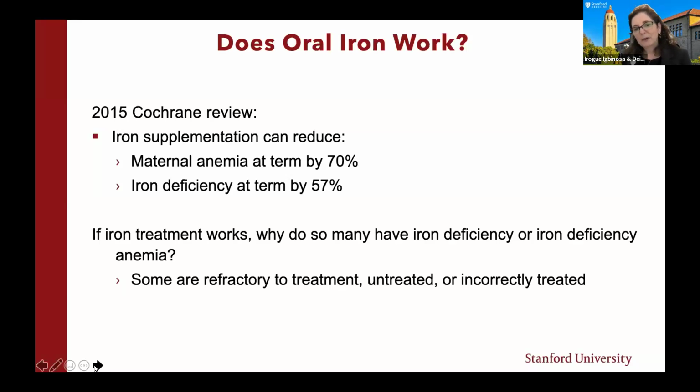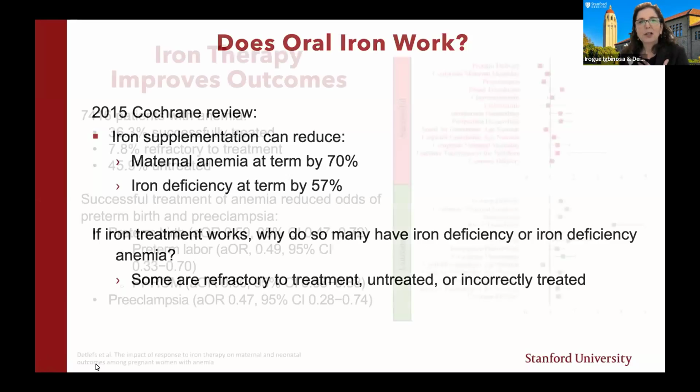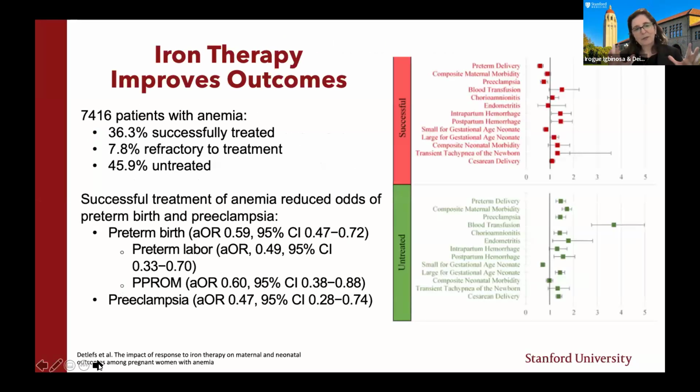Yet if iron treatment works, I think it's important to ask why so many people still have iron deficiency and iron deficiency anemia, because our professional societies say that we should be screening, we should be testing, and yet we still have some pretty major gaps here, as Dr. Igbinosa highlighted. Some of this is because some patients are refractory to treatment, some are untreated, and some are incorrectly treated. And that really falls to all of us who see our patients. So let's go on to look at one study that I think really highlighted this.